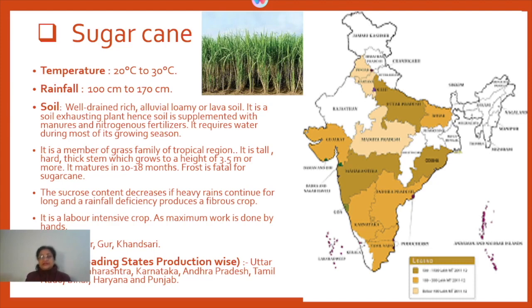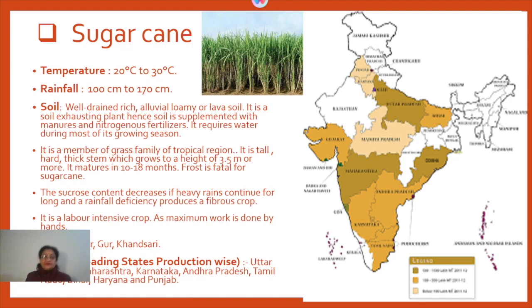Moreover, it is grown in those areas where the rainfall is ideally 100 to 170 centimeters, right? That means it does not need water for a long time. If drought conditions are there, that is harmful for it. On the other side, if too much water or too much rainfall is there for a long time, that is also harmful for it. Clear? So these are the two conditions.